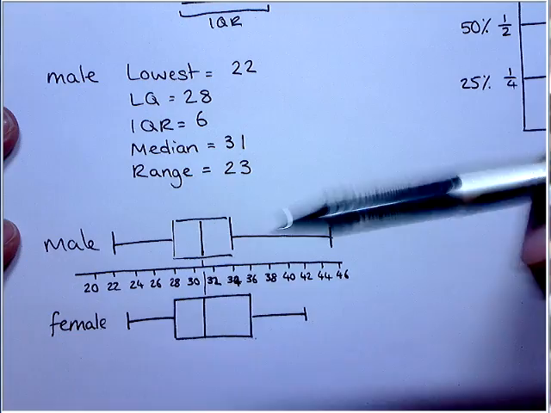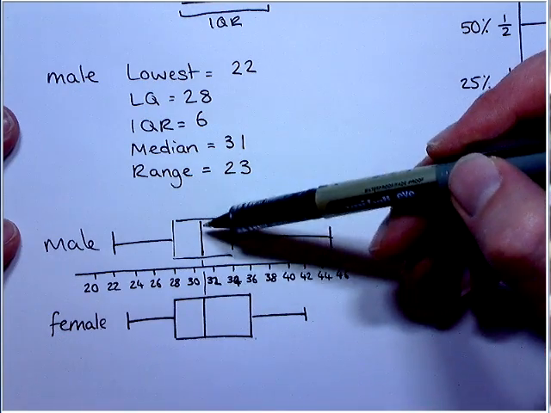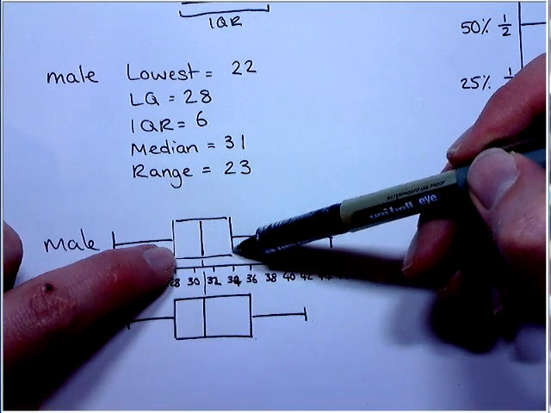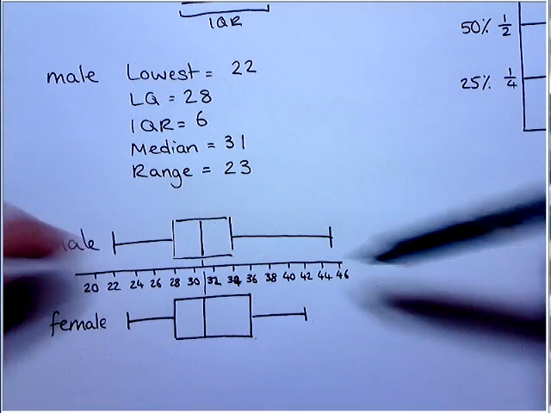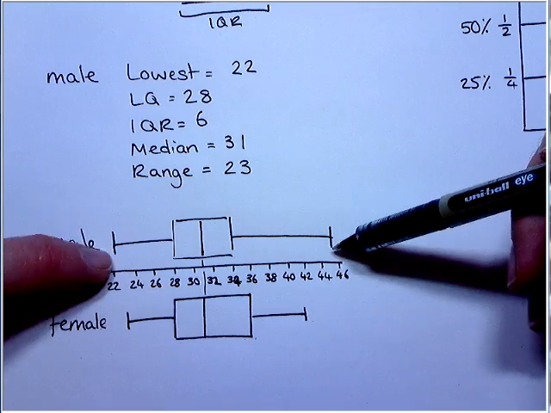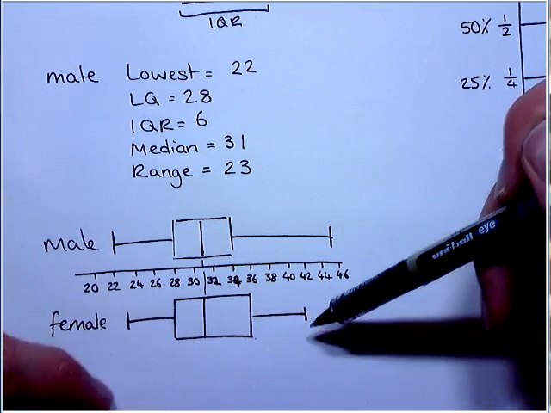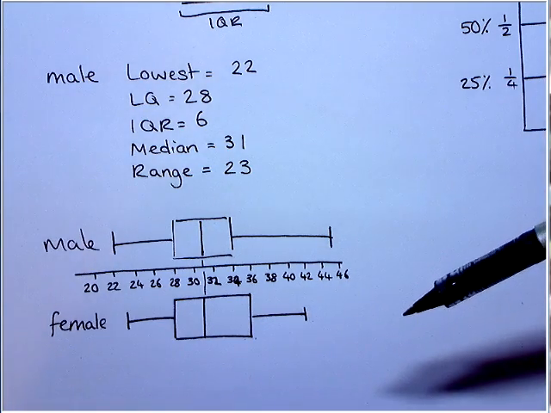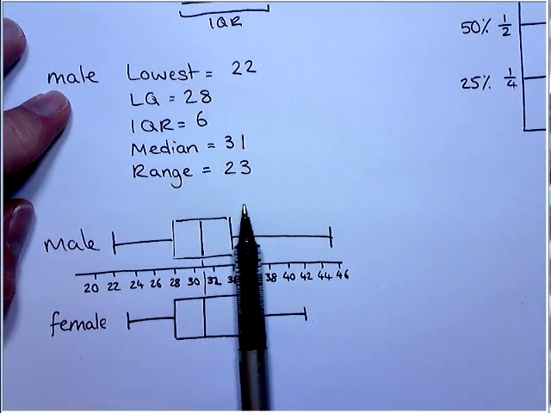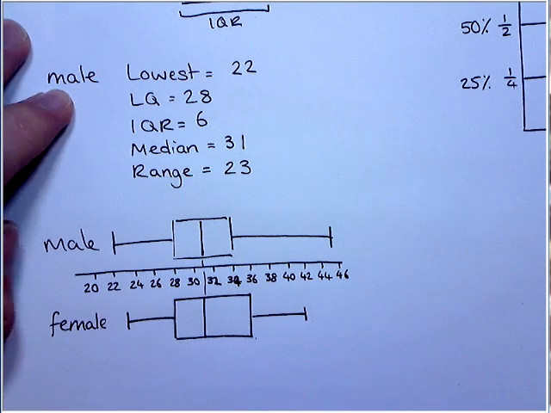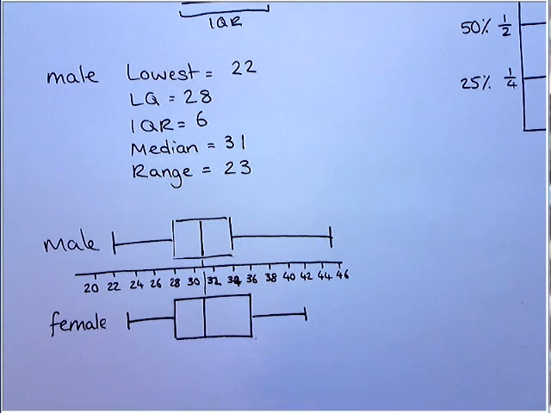So you either talk about the median and the interquartile range, or the median and the range. And you can see here the males' range is bigger than the females', or the females' is smaller than the males'. As long as one is the median and one is either interquartile range or the range, you will get the marks. That's it. Very, very simple box plots.